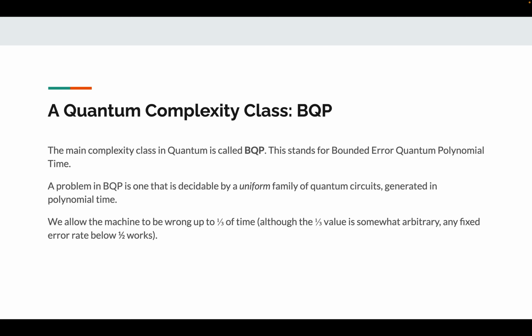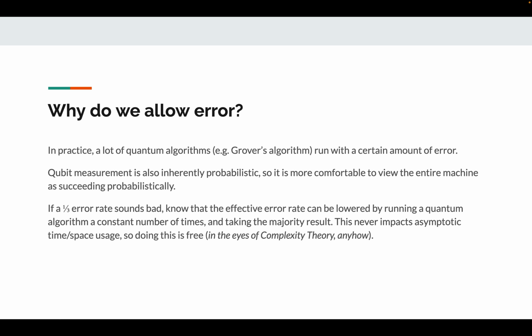One interesting thing with the bounded error idea is that we allow the machine to be wrong. It's okay for it to be wrong a third of the time. Actually, this third value is arbitrary, but it needs to be less than half the time. And that's a little concerning. So I did dig into this to figure out why we allow error. In practice, part of the idea is that a lot of quantum algorithms like Grover's algorithm do run with a certain, usually very small amount of error. And ultimately, this is because qubits are these inherently probabilistic creatures. So it's pretty comfortable to think of the entire machine as operating with success probability.